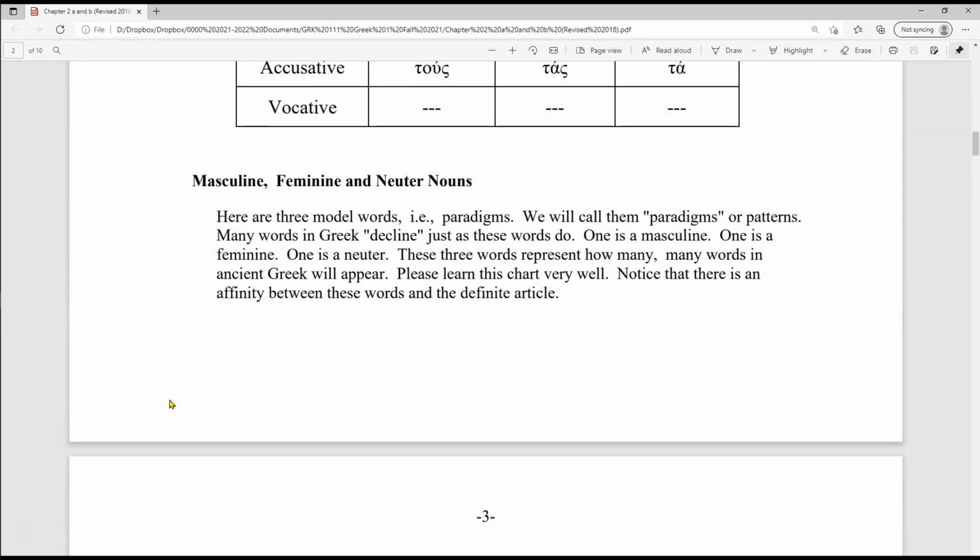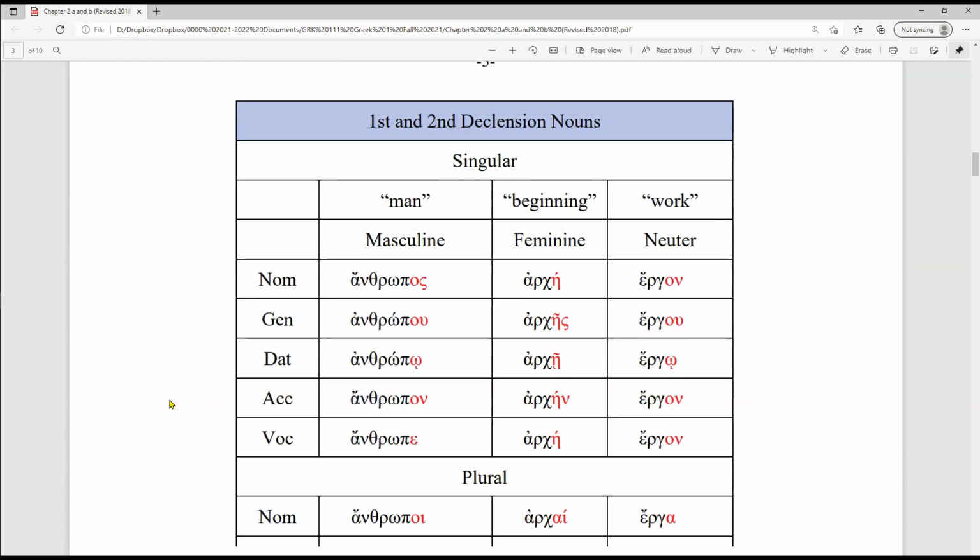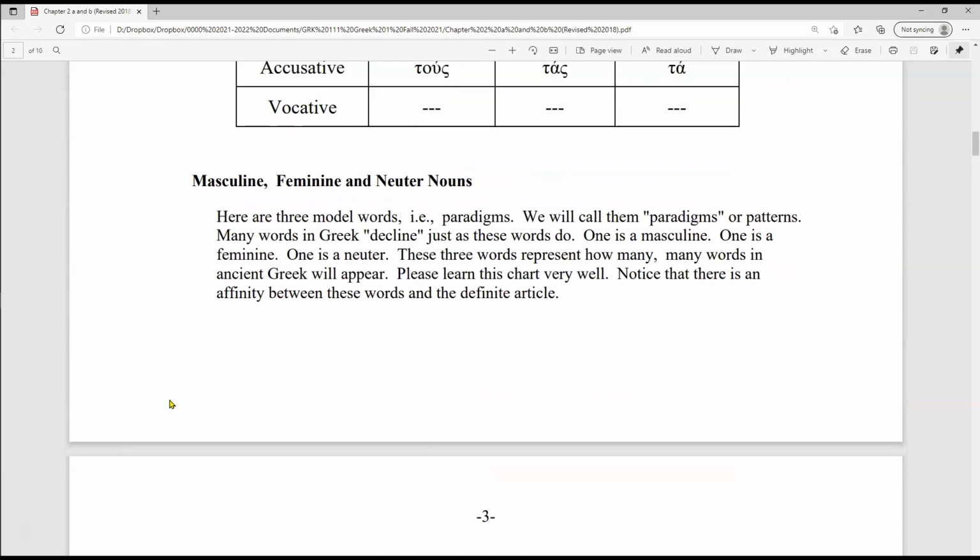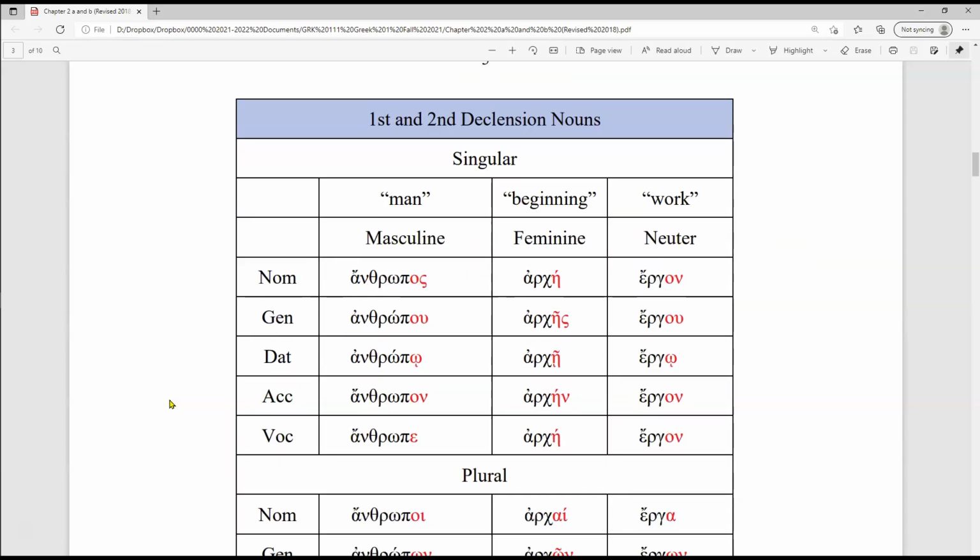One third of all the words in the New Testament belong to that chart. This chart is a development of that chart. So say these endings with me.